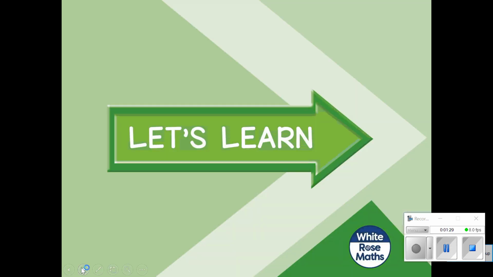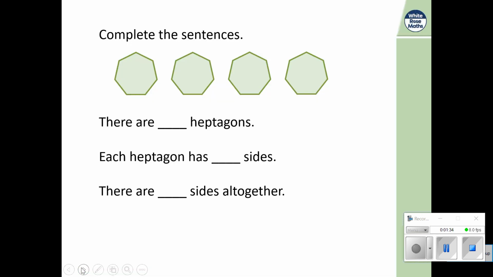Okie dokie, let's move on to the main learning for today. Right, you have got some pictures here, and you have got to complete the sentences. Right, well, these shapes are called heptagons. Can you count how many sides each one has got? That's right, 7. So there are 4 heptagons. Each heptagon has 7 sides, so therefore there must be 28 sides altogether.